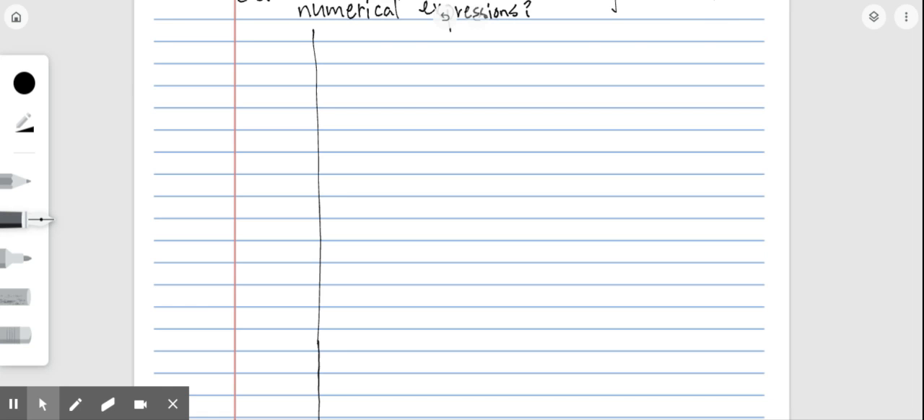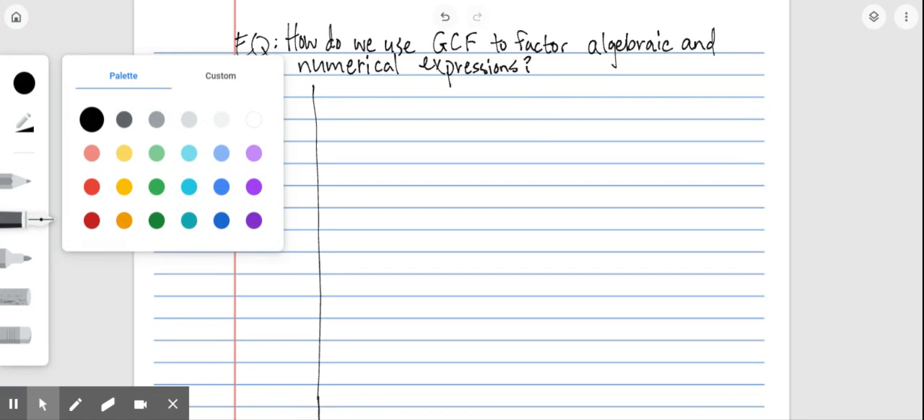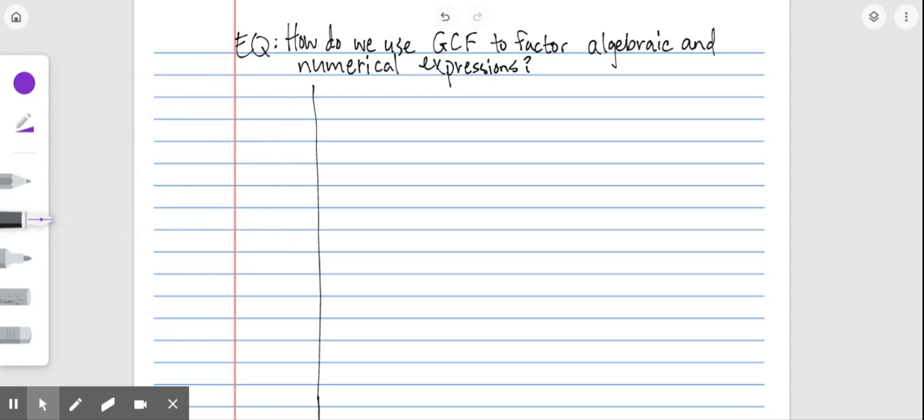All right, beautiful people. So today our essential question is, how do we use GCF, or the greatest common factor, to factor algebraic and numerical expressions? So we're going to start with numerical expressions.